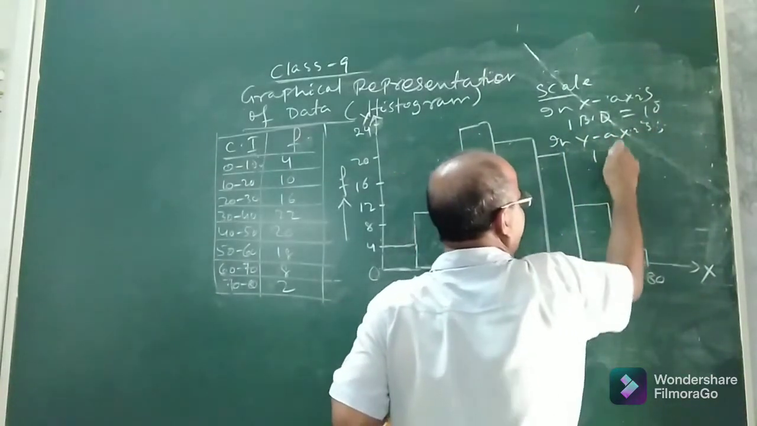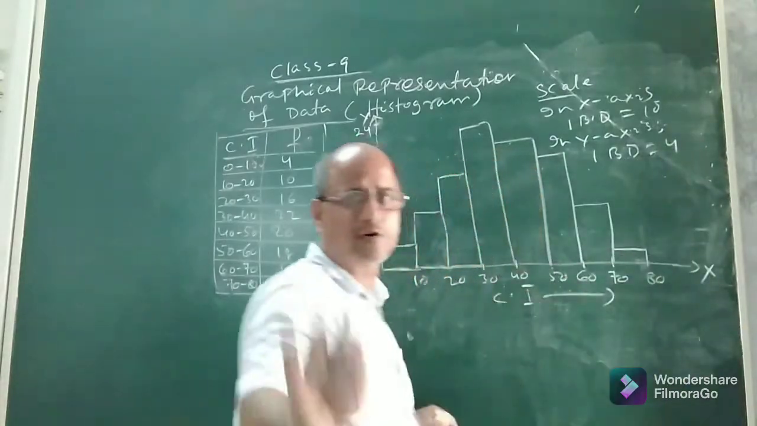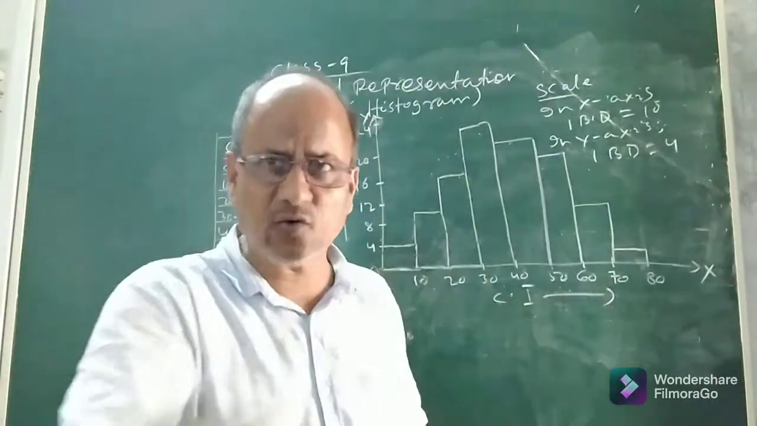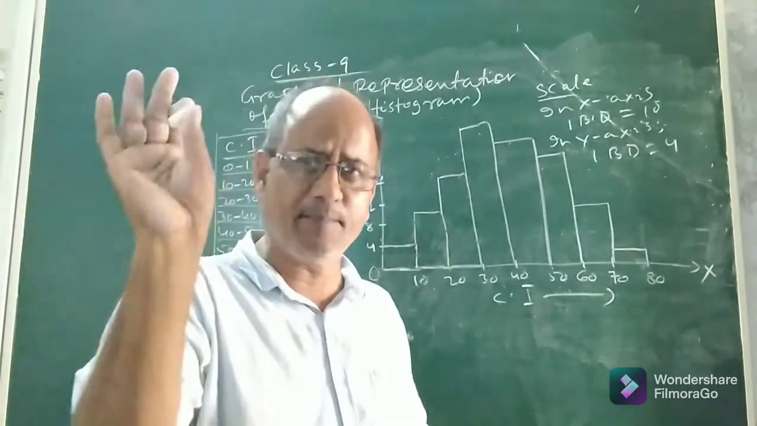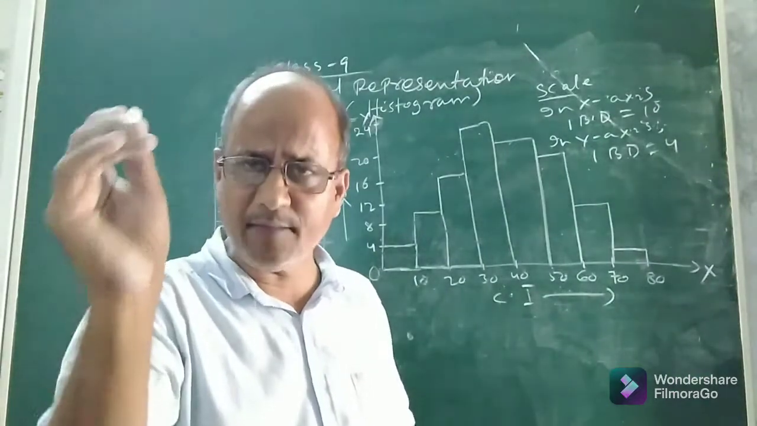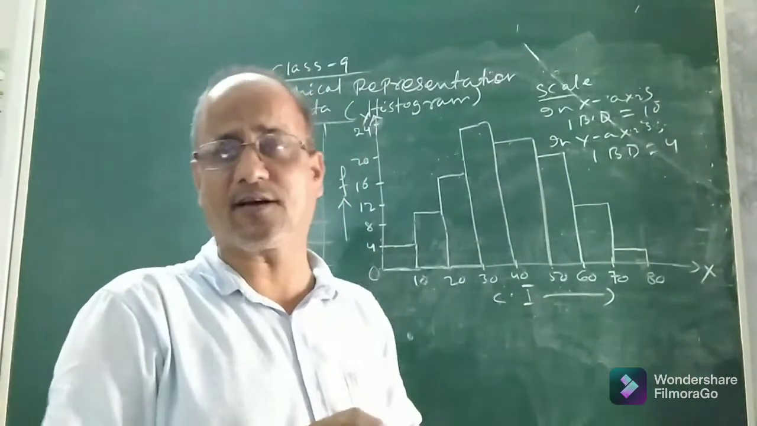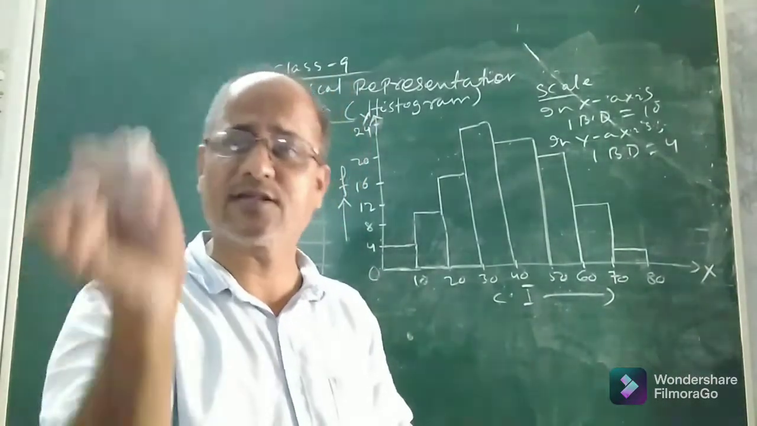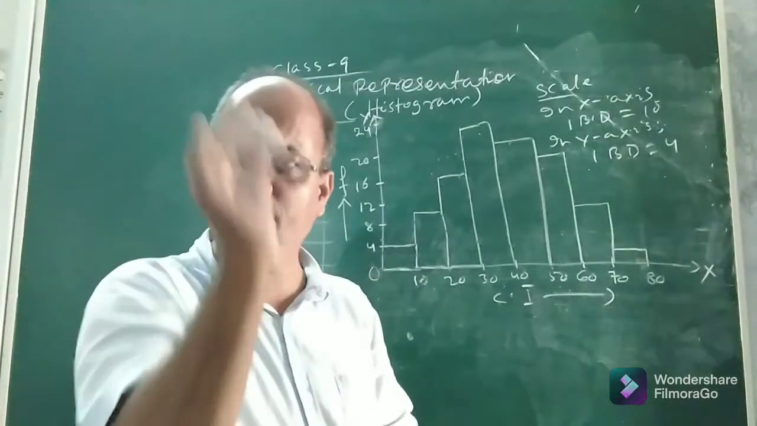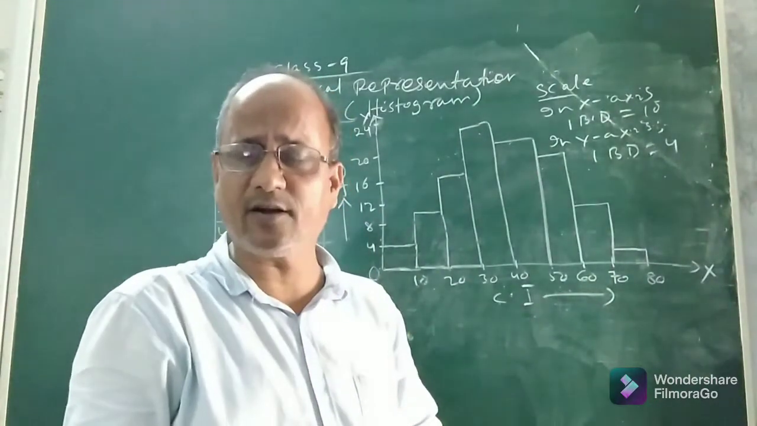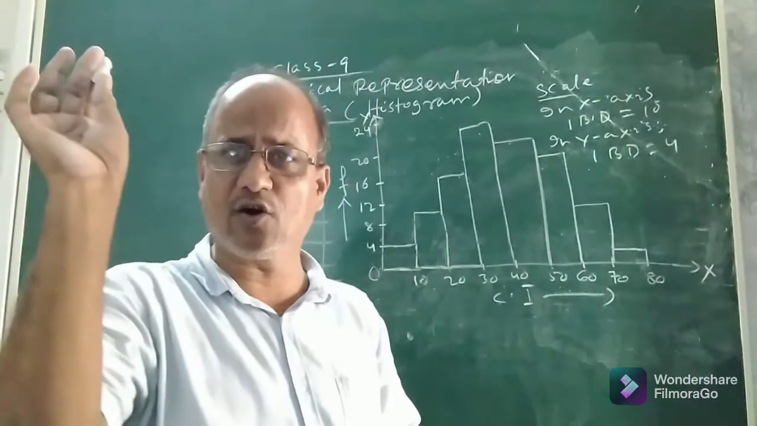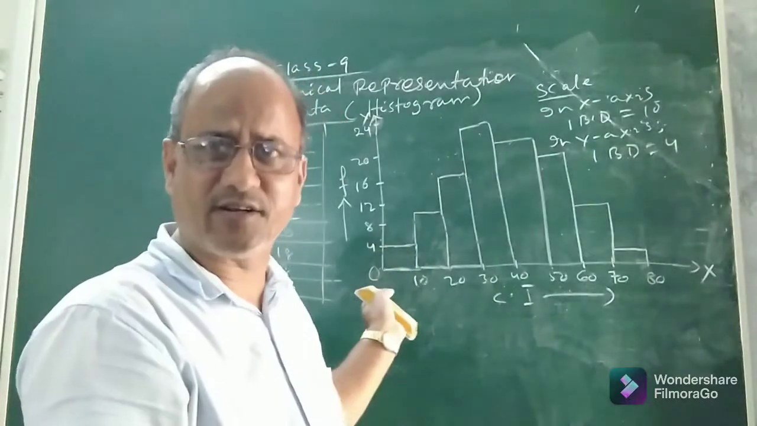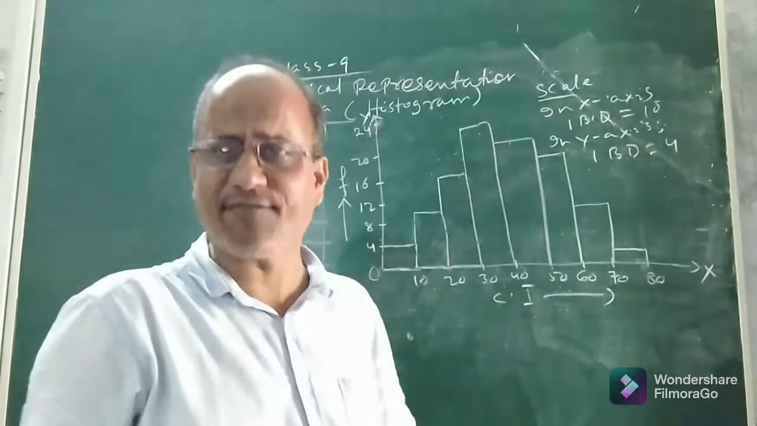In y-axis, I have taken one big division equal to 4. Not necessary that you will choose the scale in this manner. You can choose the scale on your own way. There is no hard and fast rule in choosing scale. It depends upon you, it depends upon the given data, and it depends upon the size of the graph paper. I have taken this scale, that does not mean you will choose the same scale in order to construct the histogram. You can choose it on your own way, depending upon the given frequency distribution and the size of your graph paper.